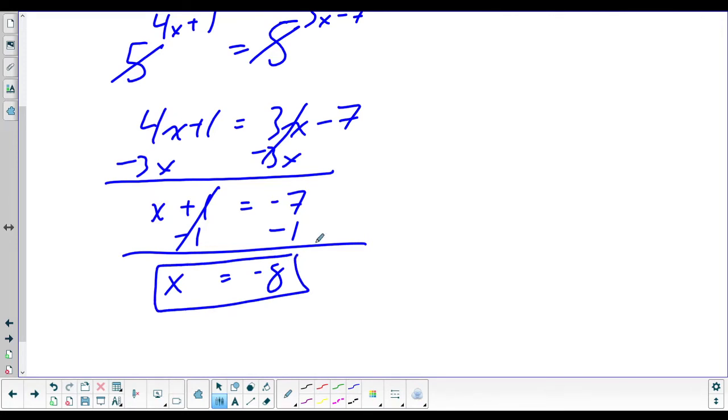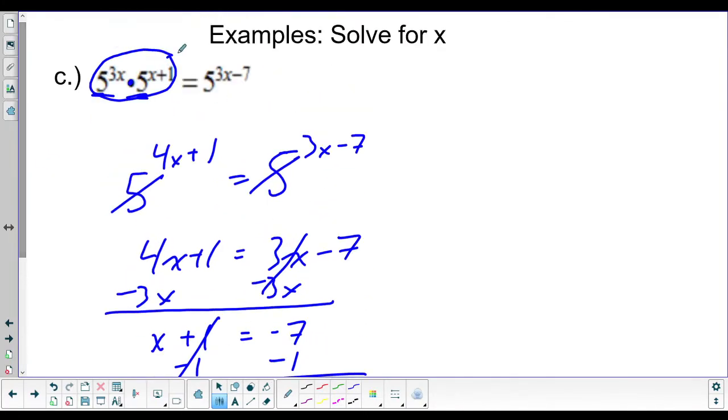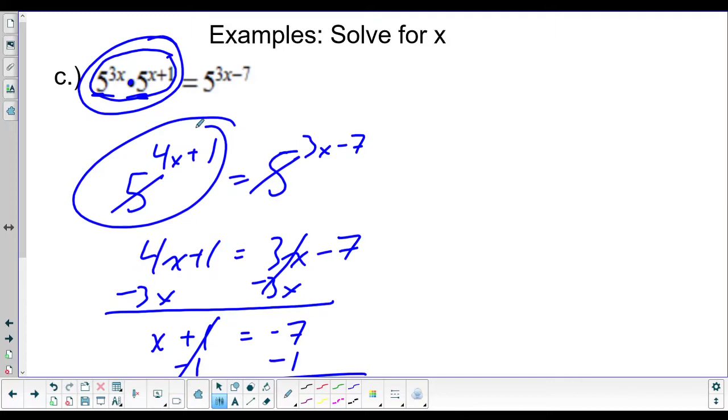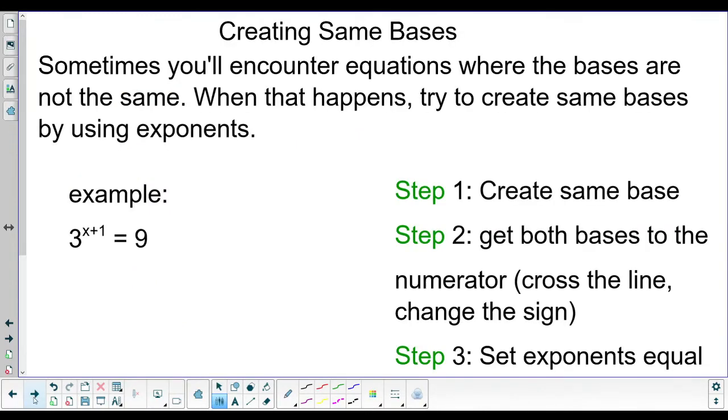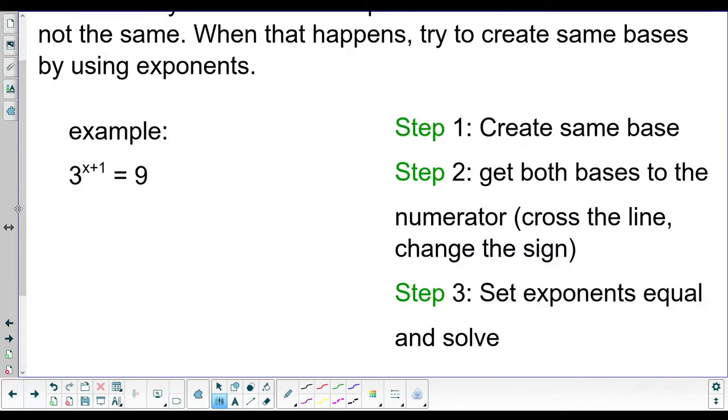Okay. So far, these have been easy. Either just set the exponents equal to each other and solve, or sometimes we have to use the product property to condense this a little bit, make it one thing, and then set the exponents equal to each other to solve. What if we have ones that have different bases, though? If that's the case, we can't just set stuff equal to each other. What we need to do is make them the same base.